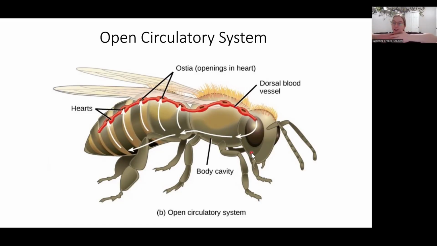So much like a closed circulatory system, but now we don't have capillaries connecting to paths. Instead, it just pushes the fluids out, sucks it back in, pushes the fluids out, sucks it back in. The fluids percolate through all of the tissues. And because it's not enclosed, it's called open. And because it's not blood per se, it's called hemolymph.